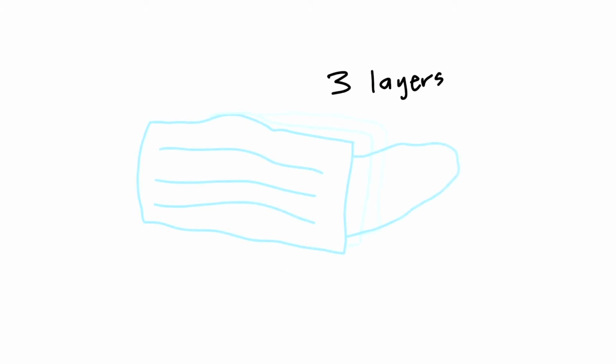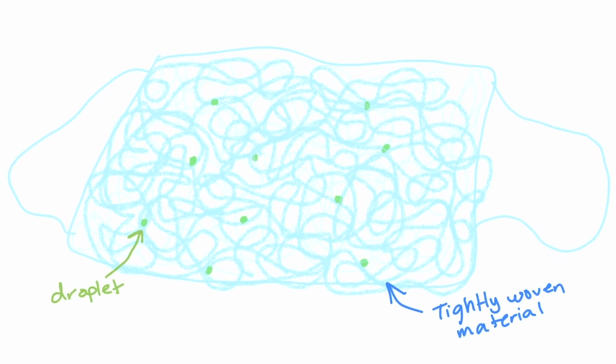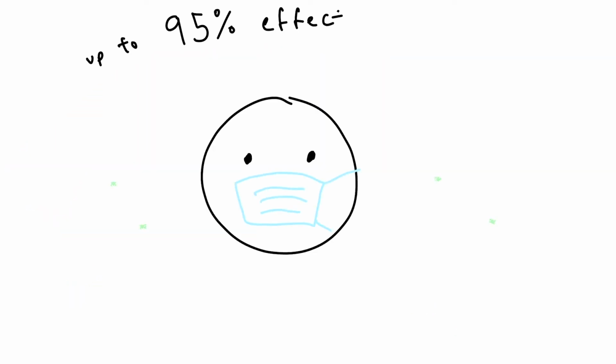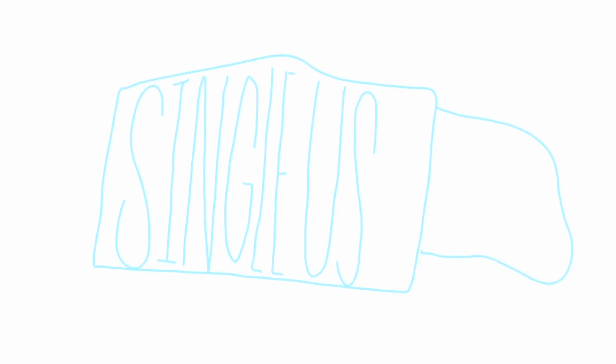These masks are designed with multiple layers and tightly woven cotton to limit the spread of droplets as much as possible. A high-quality cotton mask can be as much as 95% effective at stopping droplets. General surgical masks are also effective at stopping droplets, though these are not intended to be worn multiple times and are known to cause environmental issues after they are disposed of.